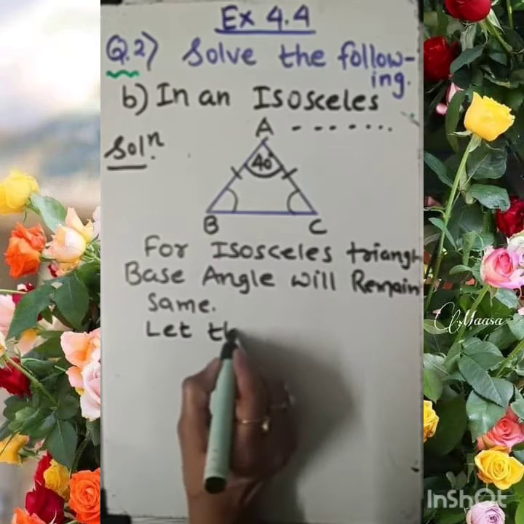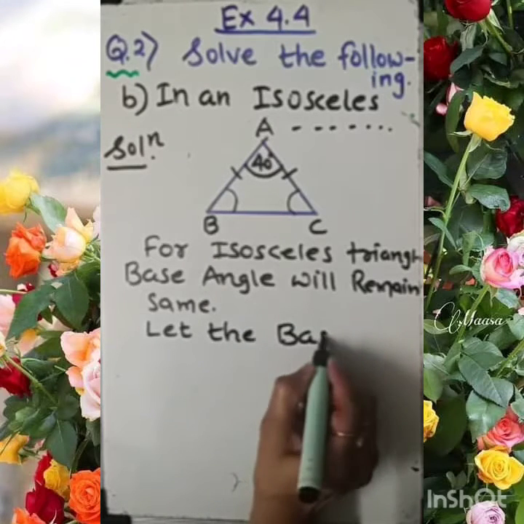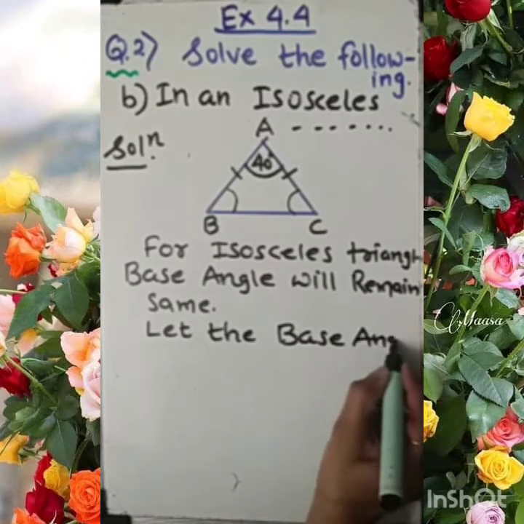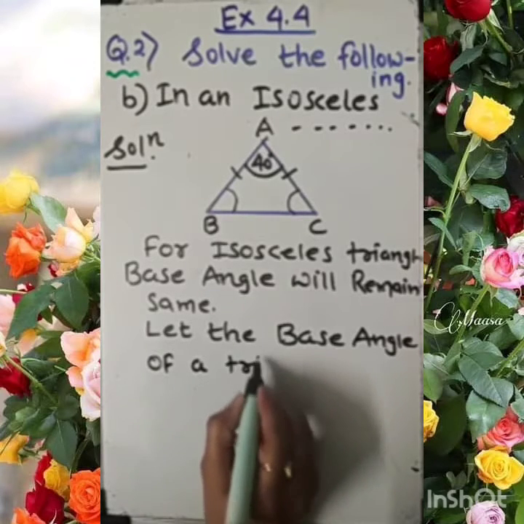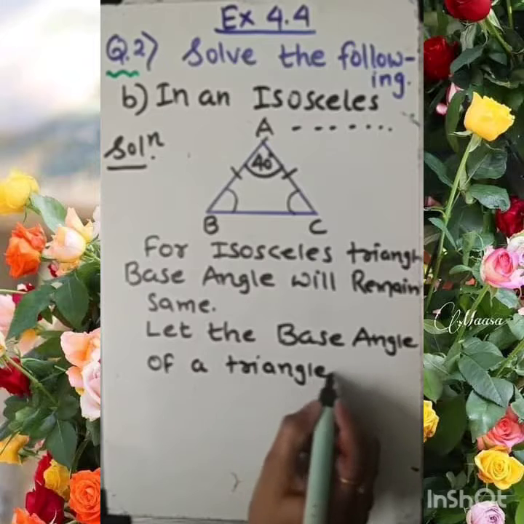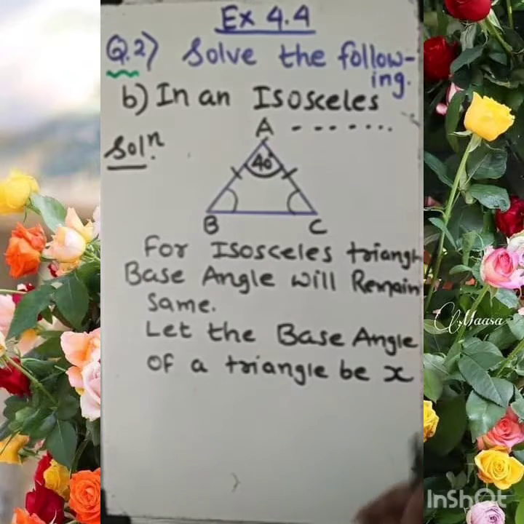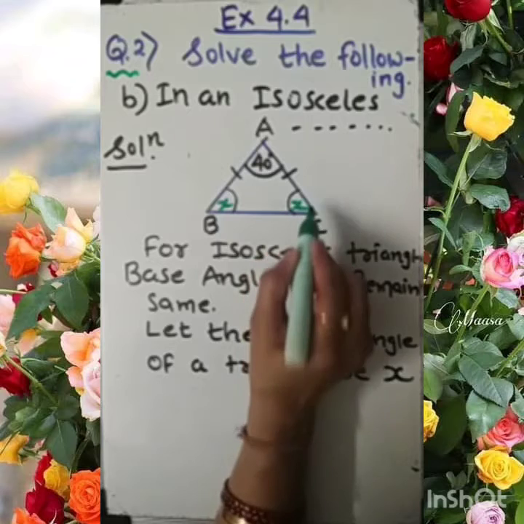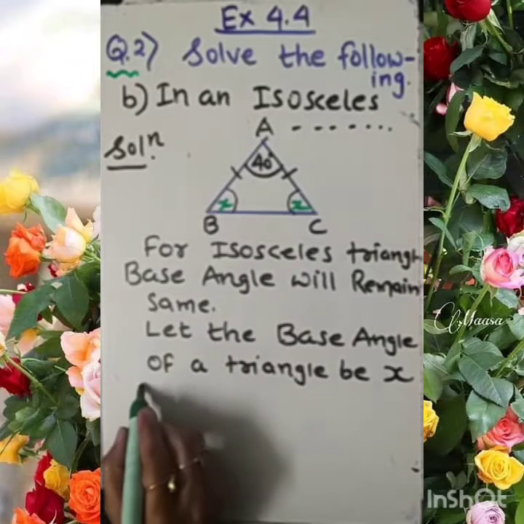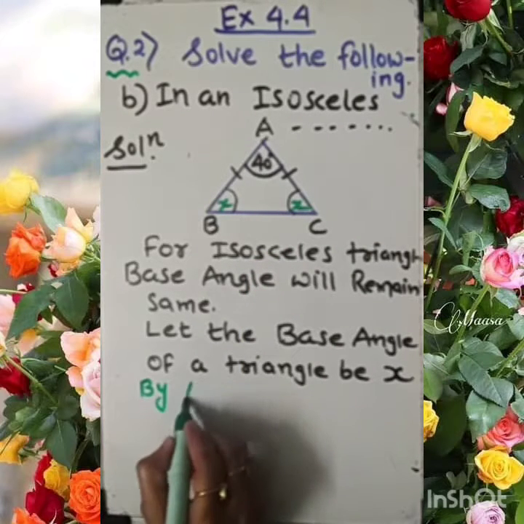Let the base angle of the triangle be x. We are assuming x for that, okay? So let me write x here. Both of these angles will be x. Clear to you? Now we are using the angle sum property of a triangle.